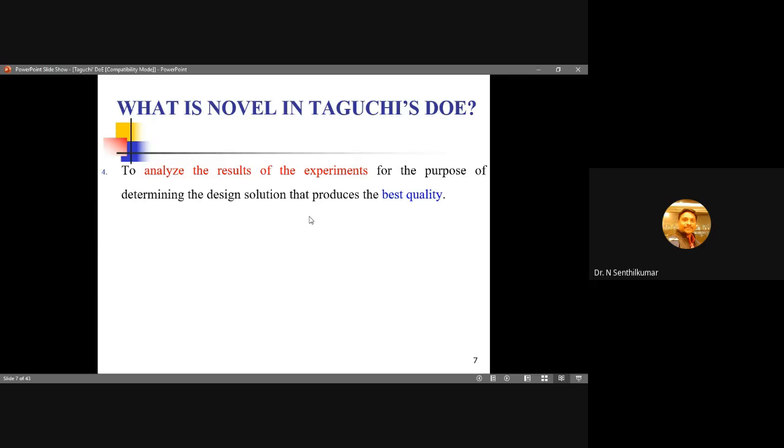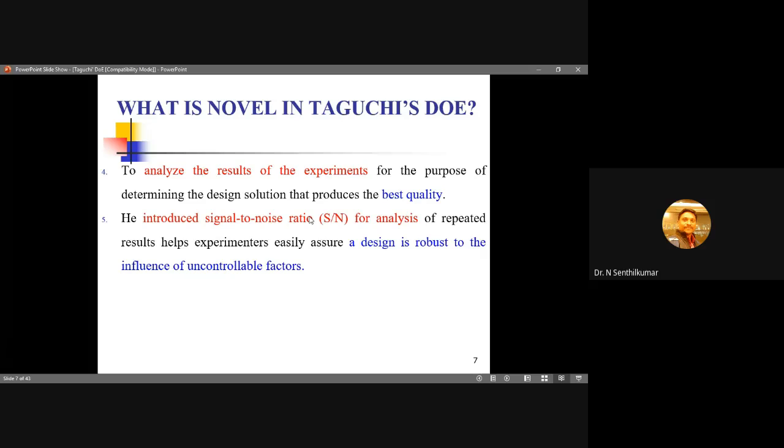So what is novel in Taguchi's DOE? He has coined the term S by N ratio, signal to noise ratio. So what is signal? The electrical signal that is being transmitted from one place to another place. You all know Taguchi was appointed head of the Japanese Telecom Corporation. So in that role he developed this approach, this technique. He was transmitting the signal from one end to the other end. So how much quality has been received at the other end, that is what is calculated.